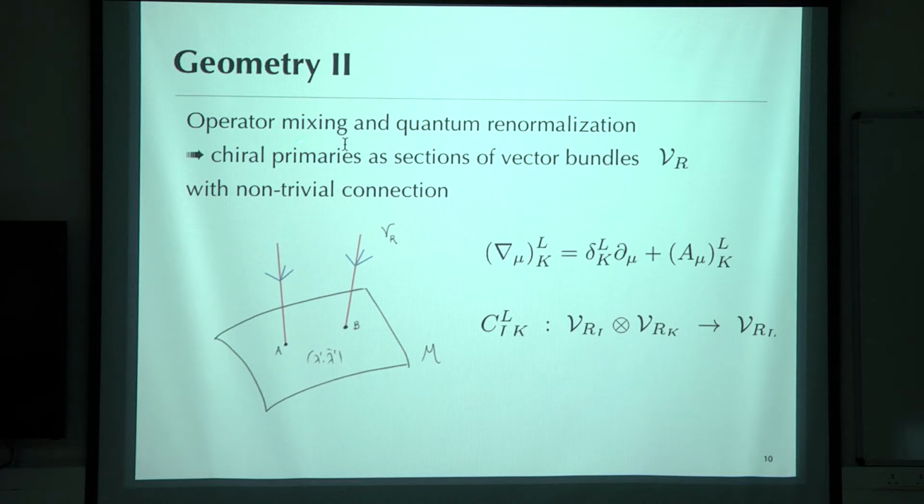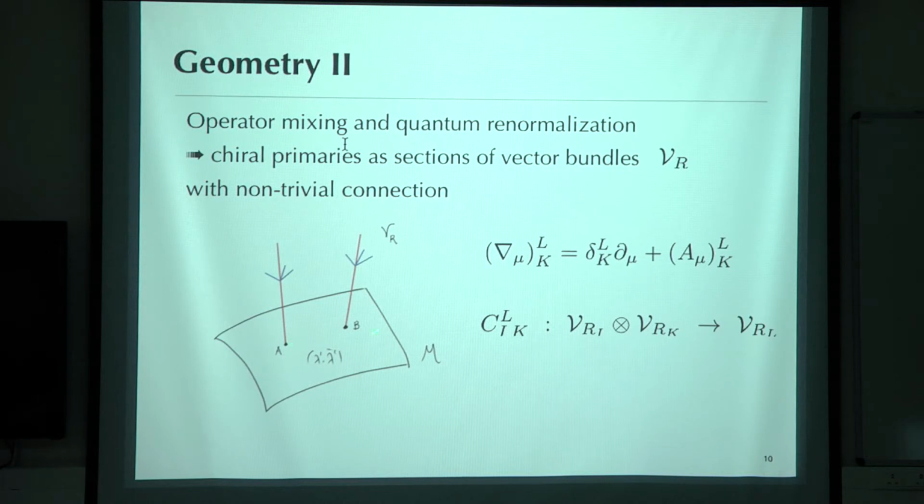So when you think more seriously about operator mixing and quantum normalization, it turns out that the right way to think about chiral primaries is as sections of vector bundles labeled by the scaling dimension or R charge of these operators. And these vector bundles have a non-trivial connection. Okay? So this non-trivial connection, we'll see in a moment how non-trivial it is, but what this connection captures, for example, is the following. So suppose that, here is my vector bundle. Basically, choosing a section means that I choose specific normalization conventions for my operators.